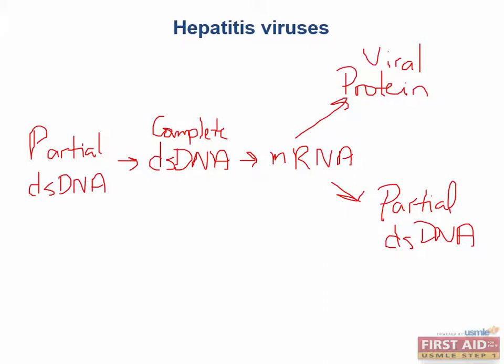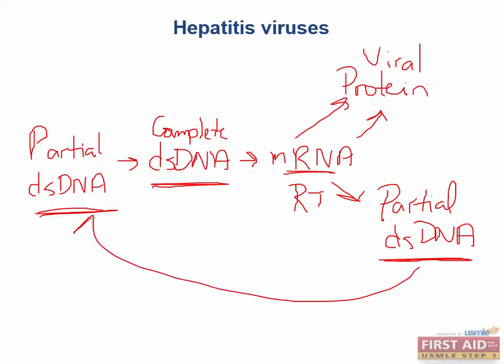So to review, you start with the partially double-stranded DNA, which is completed to form the complete double-stranded DNA via the hepatitis B polymerase. Then we make positive single-stranded RNA or messenger RNA using the host cell DNA-dependent RNA polymerase. Then, using the mRNA, we can either make functional viral proteins, or we can use the hepatitis B virus encoded reverse transcriptase, which reversely transcribes this mRNA into the partially double-stranded DNA, which is then used to restart the life cycle of the virus. This is a unique viral life cycle for the hepatitis B virus that I would know for Step 1.